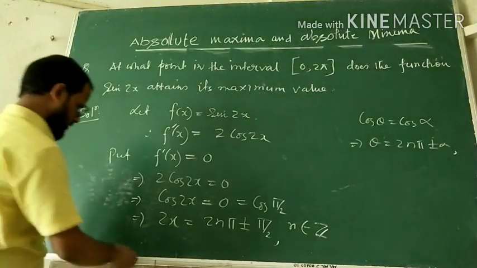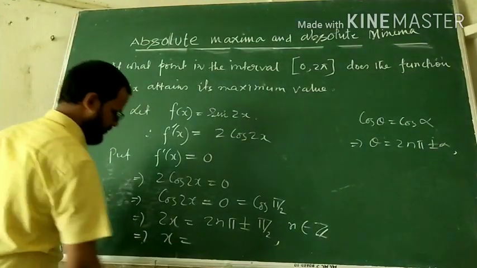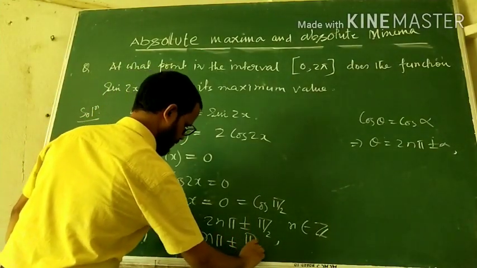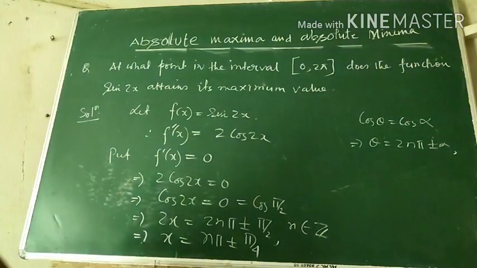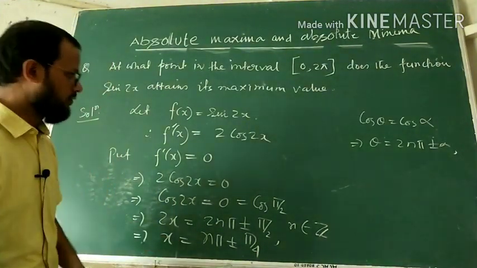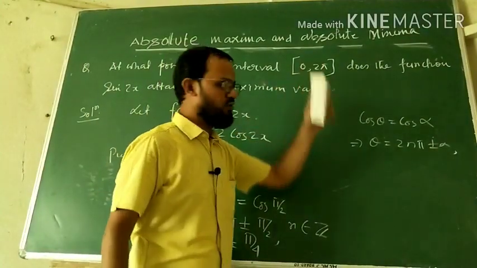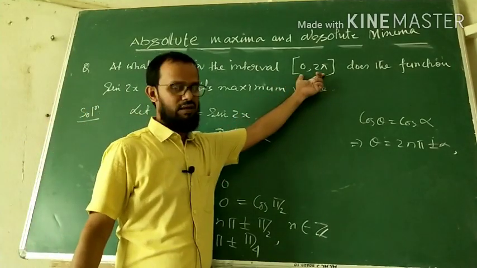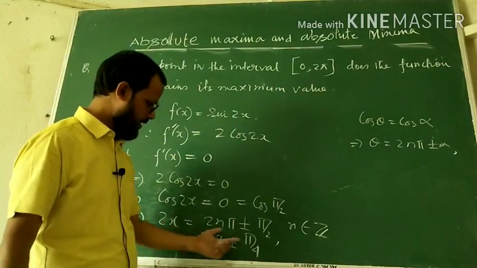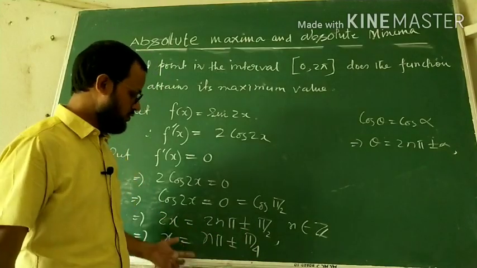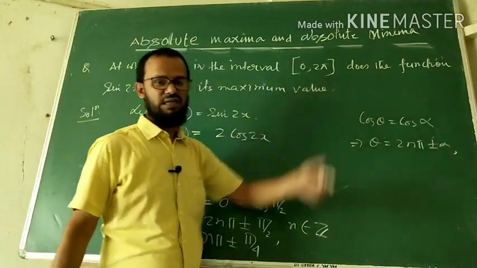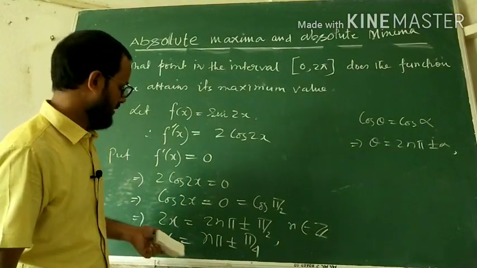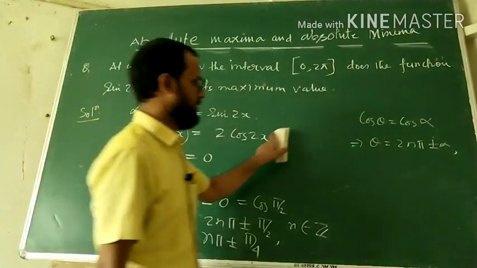Now a little calculation is required. What is x? If you divide by 2, this is n pi, and it will be pi by 4. N is in Z. Now see, our domain is 0 to 2 pi, which means our x lies only in this interval. So there are infinite number of values, but those values satisfying this inequation, 0 less than equal to x less than equal to 2 pi, in such cases we will take these values. Okay.